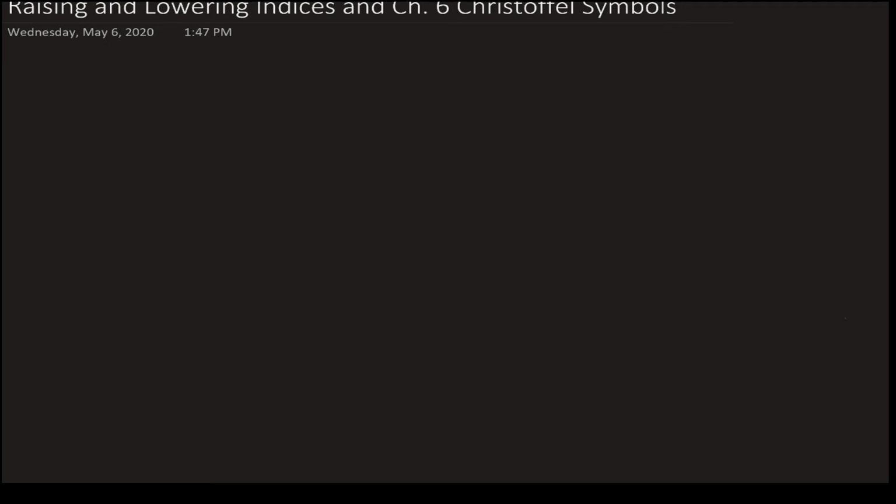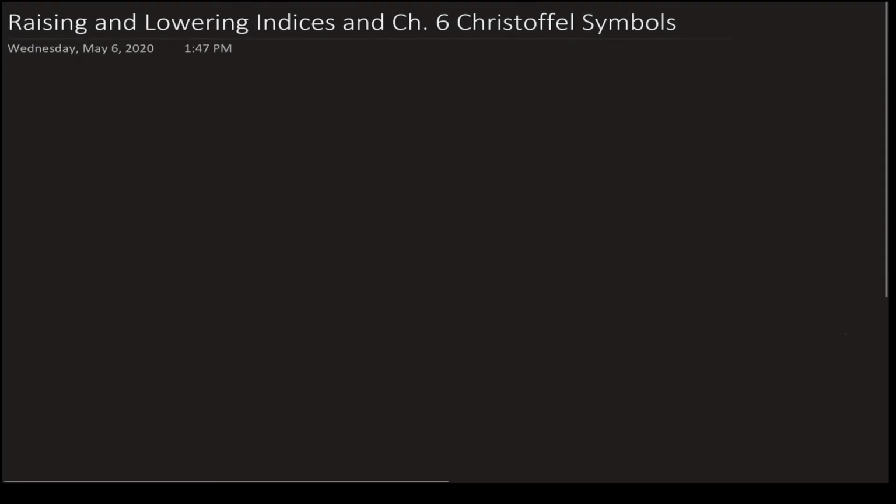Raising and lowering indices. I kind of seemed to forget about that, so I'm going to put that back in right here before we move on to the Christoffel symbols and try to develop a derivative idea for tensors that is still a tensor. So let's look at the metric tensor one more time, just to remind ourselves what's going on with the metric tensor.